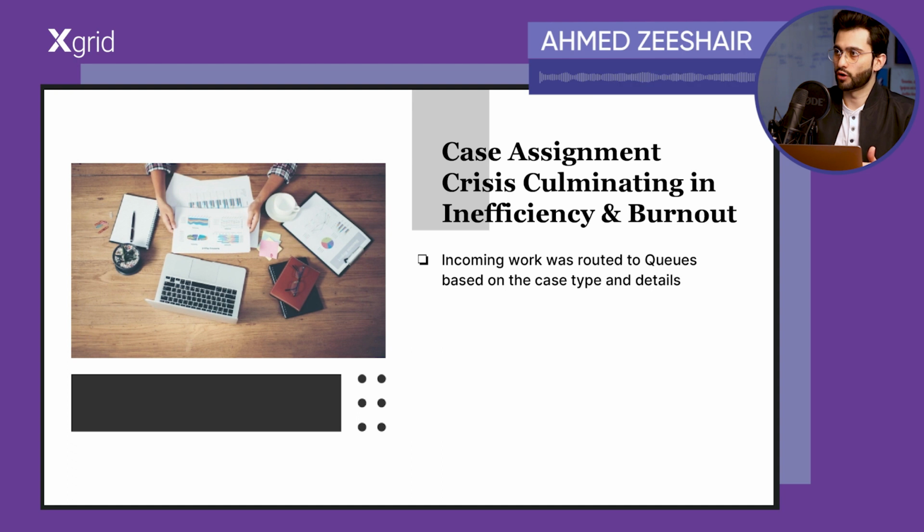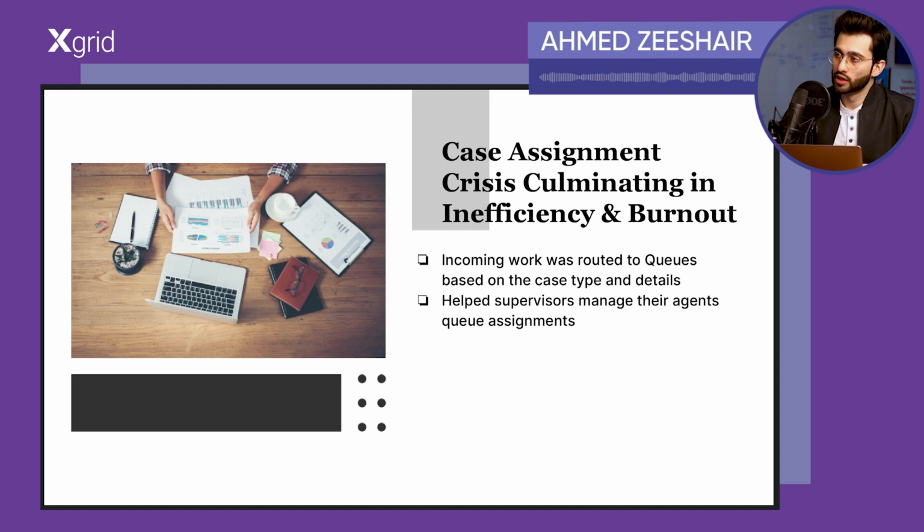The effectiveness of omnichannel routing lies in its capacity to help enterprises make the most of their agent team's full potential. Additionally, the improved queue management results in lower average wait times, abandon rates, and handling times. So through the implementation of omnichannel case routing, our client's company's incoming work was routed to the queues based on the case type and details.